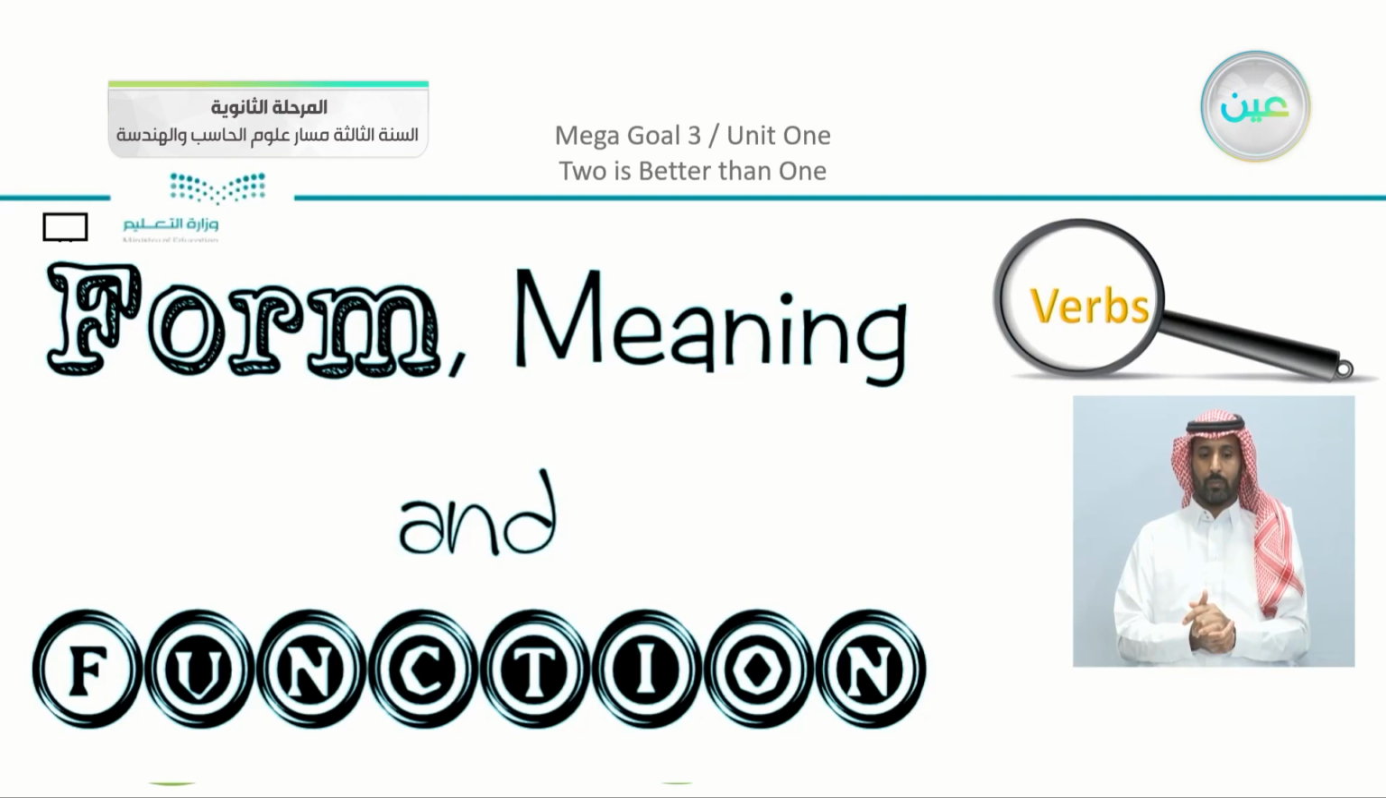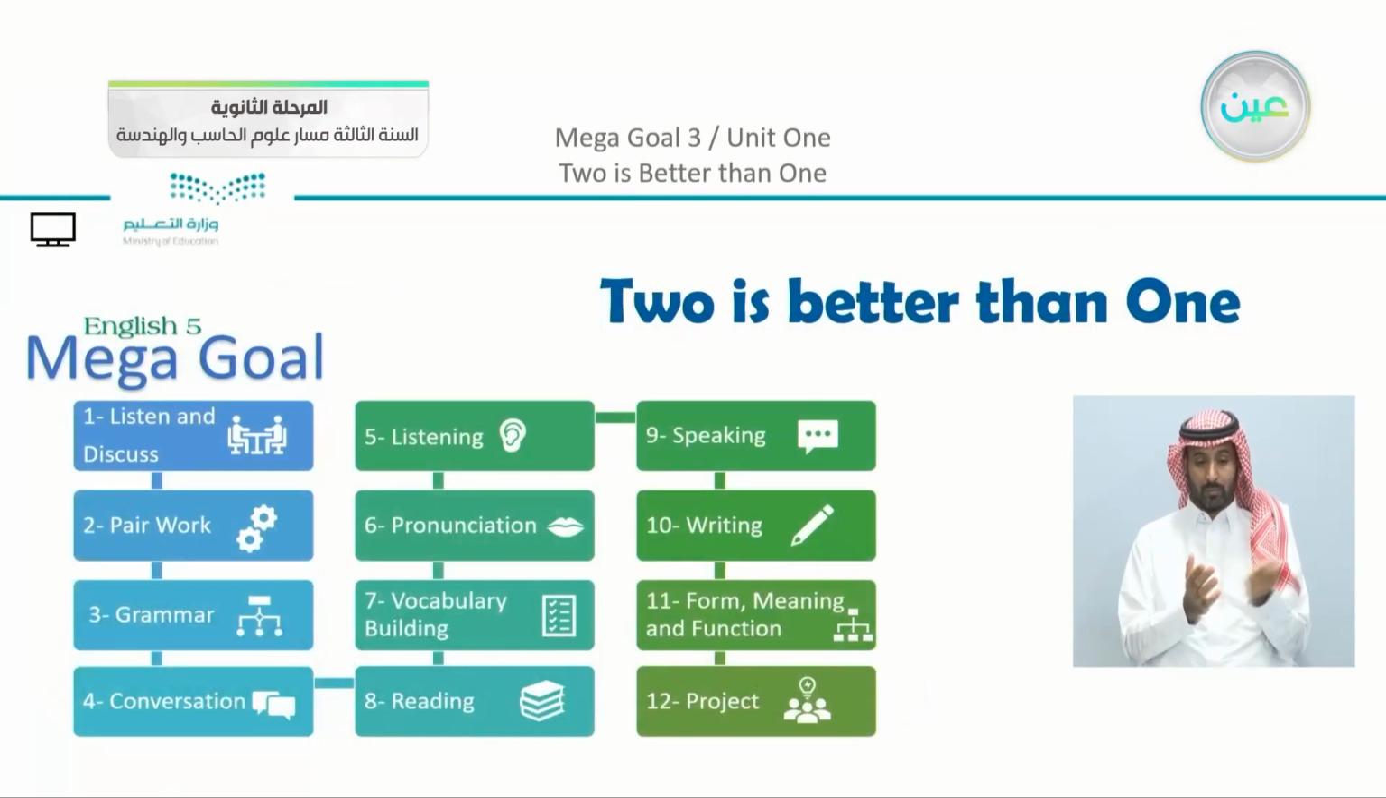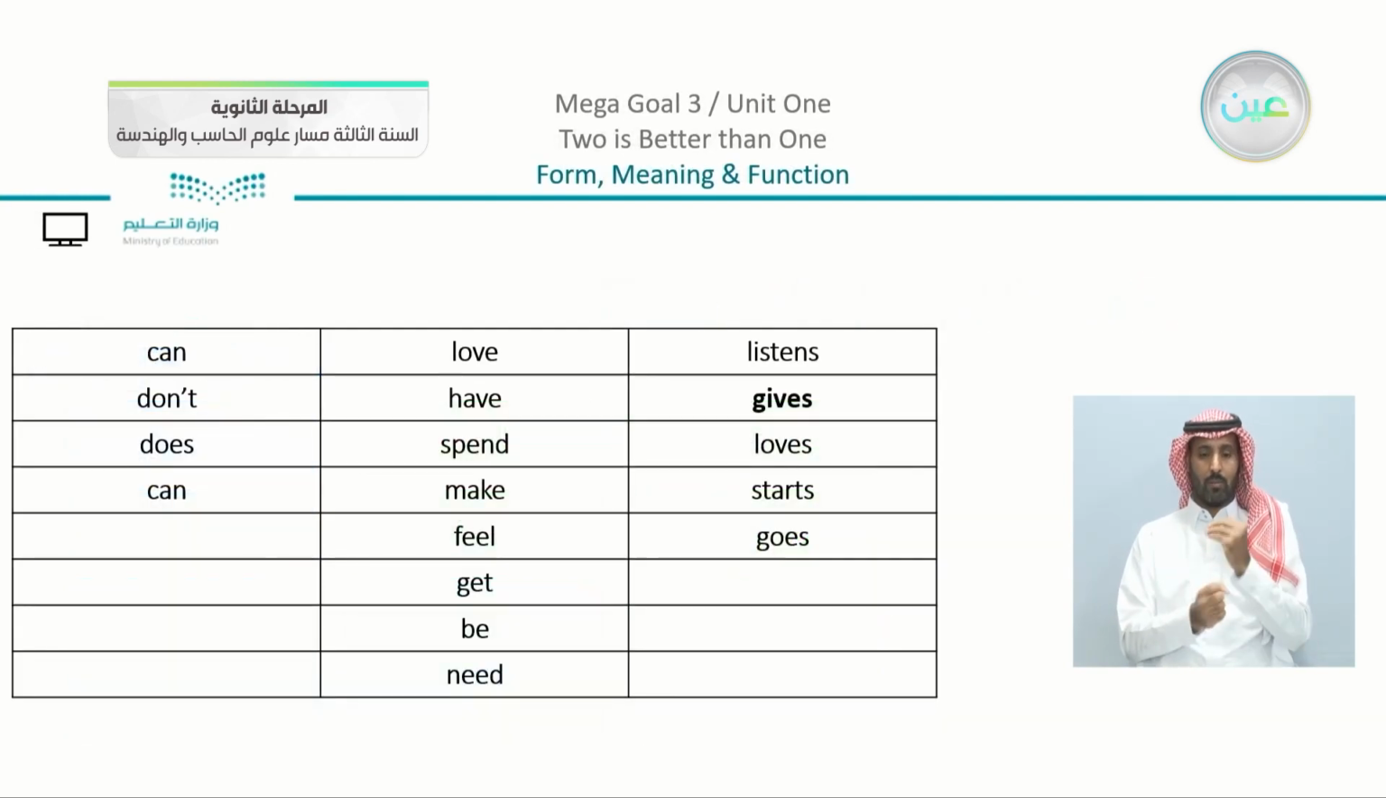Now this is what we're going to take in our lesson, which is the form, meaning and function lesson. We are moving on from the writing. Now we have passed by all these different lessons within our unit. We have reached the form, meaning and function lesson. So as we mentioned, we are going to focus on the verbs. I have the same verbs that we read together, but they are in different columns here. You can see that we have here the main verb.